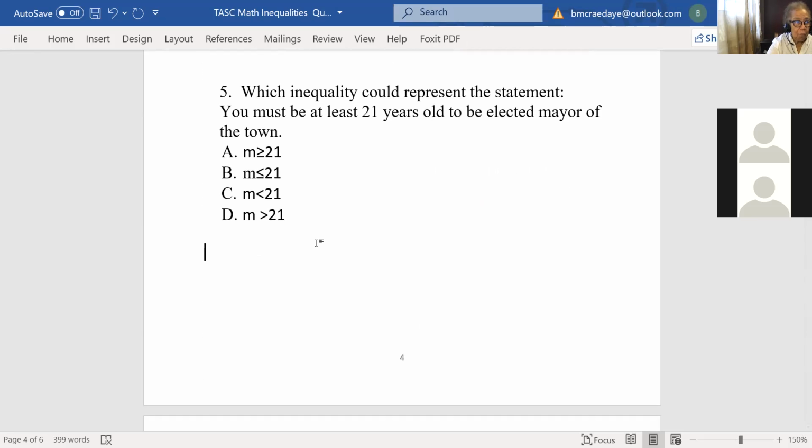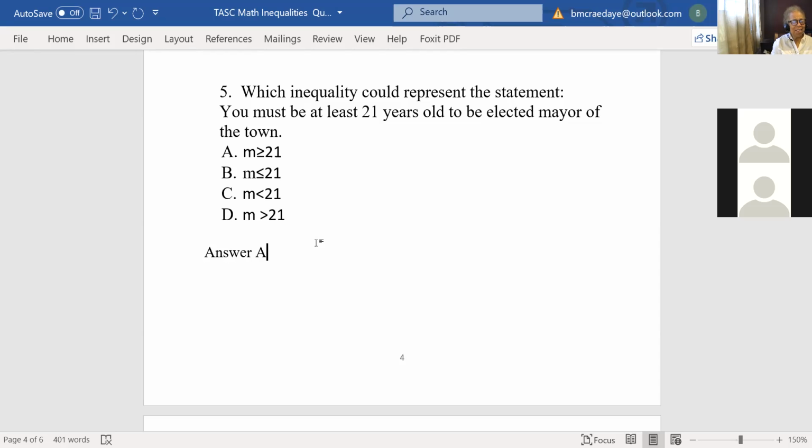With "at least," you must be at least. So that means it would be A. That's it. Very good. How come you didn't get it on your problem when you sent it in, Maureen?